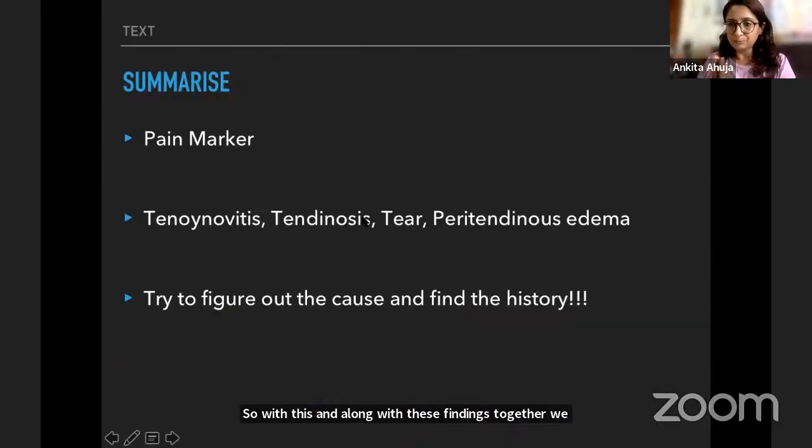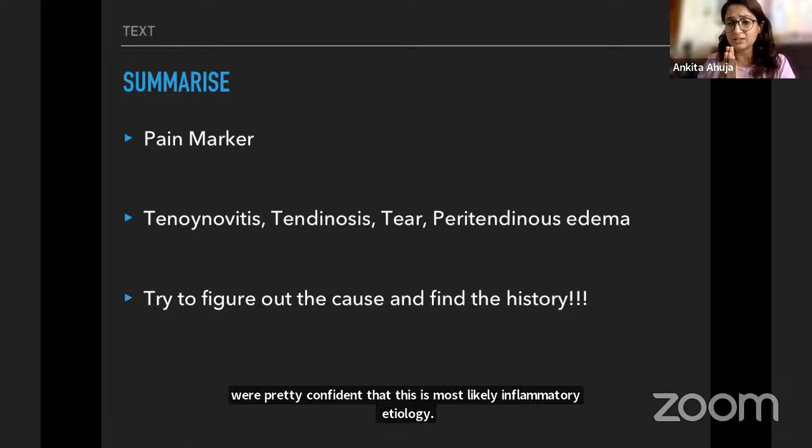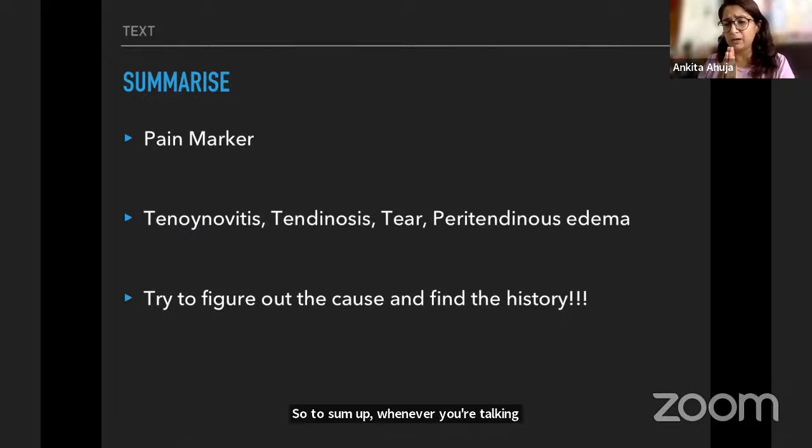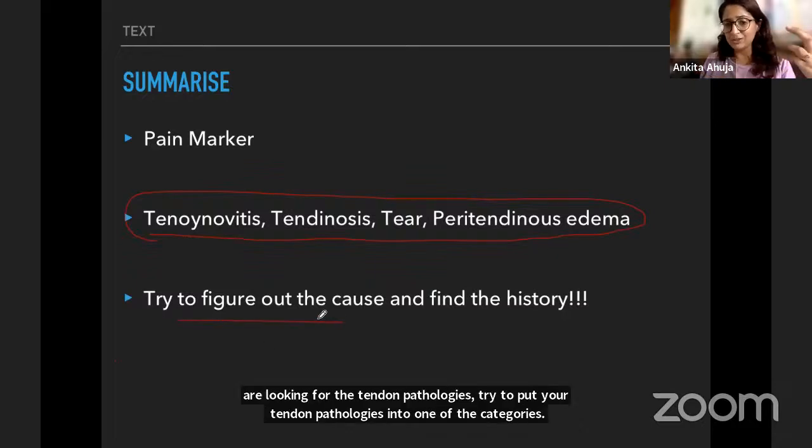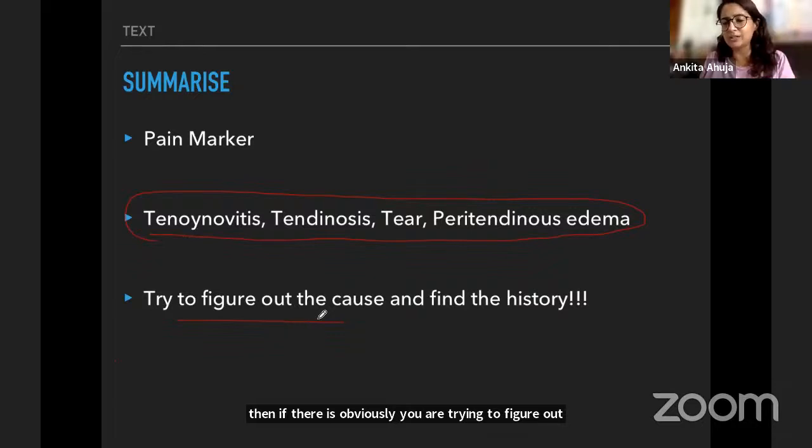So to sum up, whenever you're talking about the wrist, whatever you're looking for, put a pain marker. That's not only limited to the tendons; for ligaments, for any pathology, it will give you a localization. Which area do you really want to look for? Whenever you are looking at tendon pathologies, try to put them into one of the categories. Then, obviously, you are trying to figure out the cause. If it's very specific, something like de Quervain's or ECU tendinosis or tenosynovitis, then you're pretty sure what you're looking for.